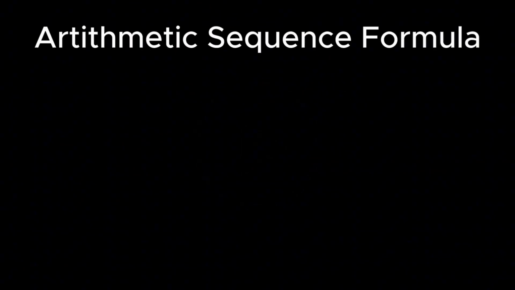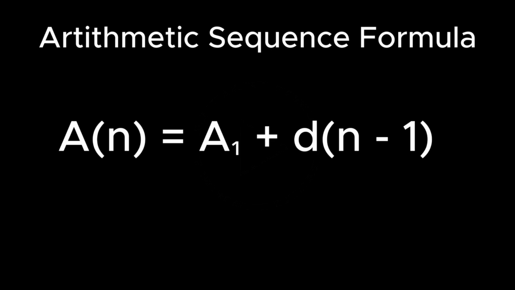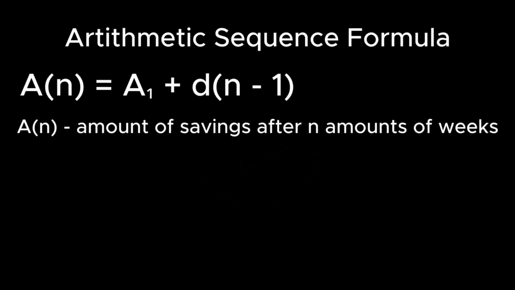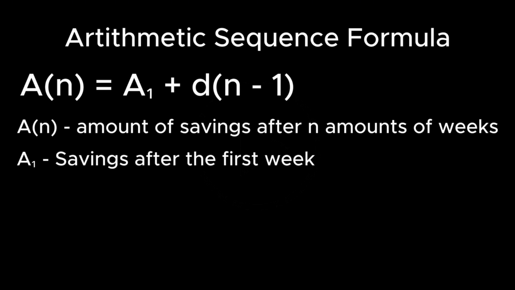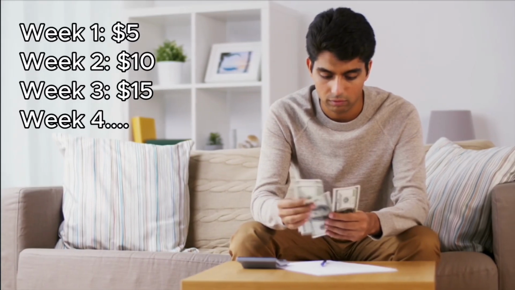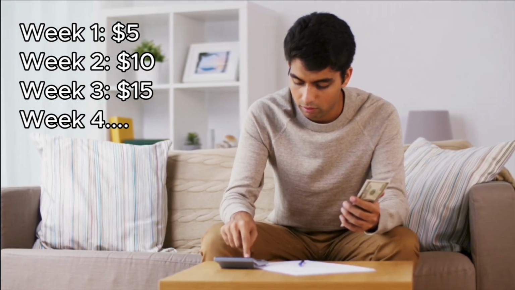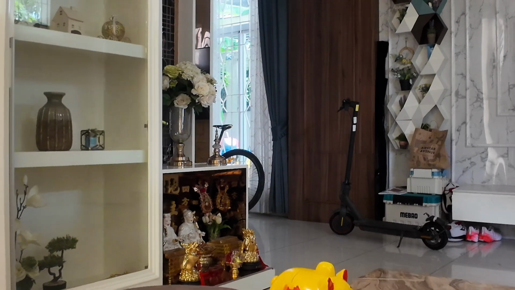The arithmetic sequence formula is a of n is equal to a of 1 plus d multiplied by n minus 1. In this case, a of n will be the amount of savings after n weeks. A of 1 will be the first week's saving, and d is the amount of money added each week. Let's say I save $5 every week. So week 1, I have $5, week 2, $10, and week 3, $15, and so on.